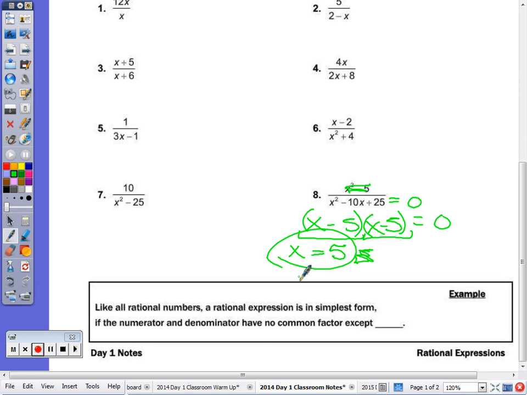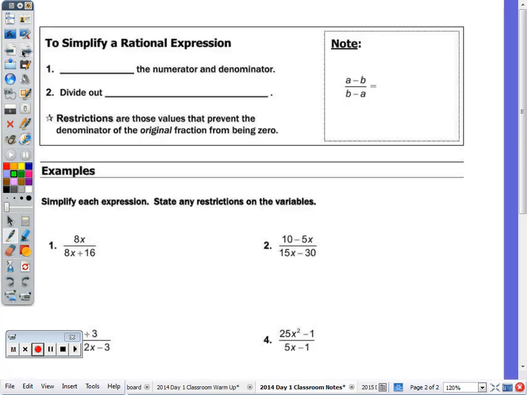In the box, it says, like all rational numbers, a rational expression is in simplest form if the numerator and denominator have no common factors except for one. Okay, so to give you an example, x plus 5 over x squared plus 25. This is in simplest form. We can't factor this, right? Well, to simplify, on the back I have the steps at the top.